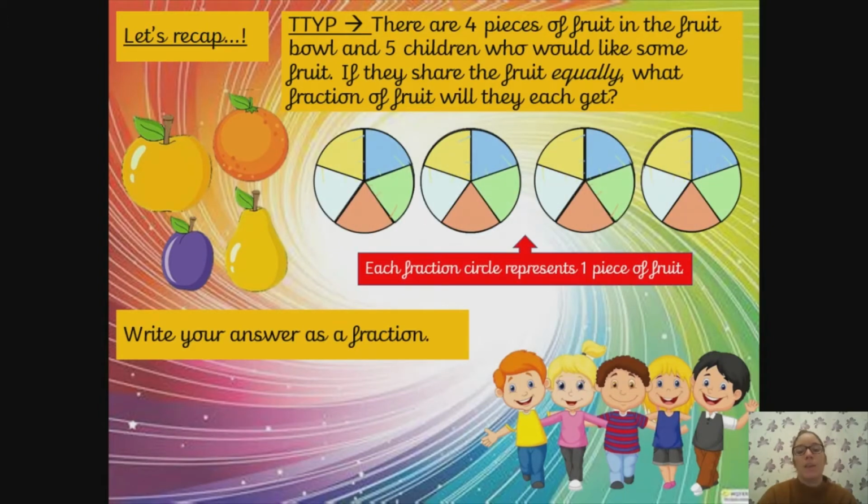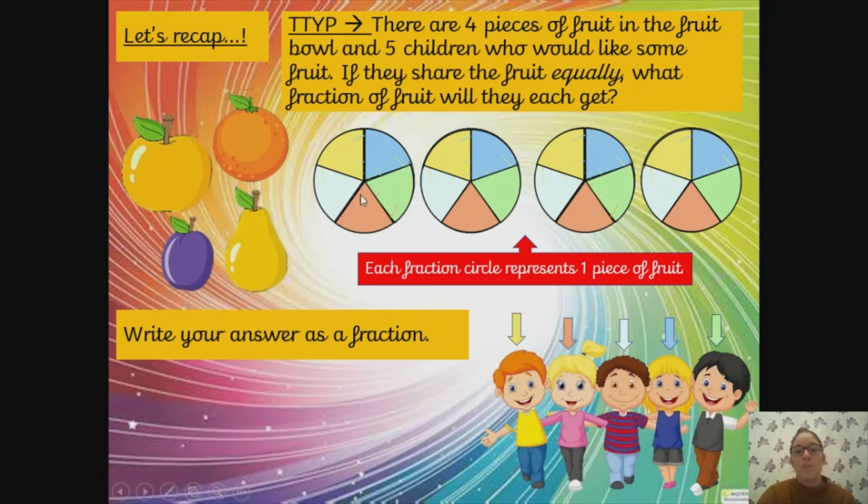Okay, so each of these fraction circles represent 1 piece of fruit, and each colour on the fraction circle represents a child. So we can see here that if we divide the orange, which is the first circle, we can give 1 part to the yellow, 1 part to the blue, 1 part to the light blue, 1 part to the pink, and 1 part to the green. Okay, so they've all got a piece.